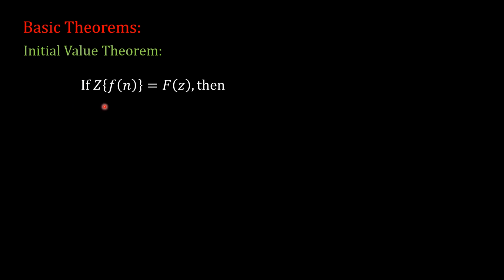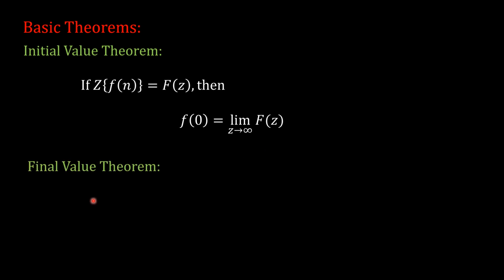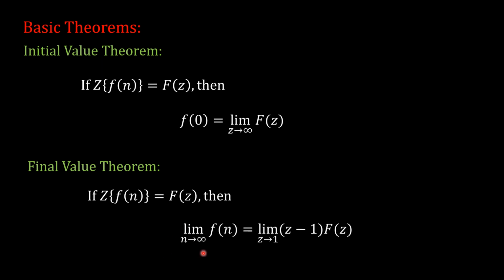Okay, basic theorems. In that, the initial value theorem: if z transform of f of n is f of z, then f of 0 is equal to limit z tends to infinity of f of z. And the final value theorem is: if z transform of the sequence f of n is f of z, then limit n tends to infinity of f of n is equal to limit z tends to 1 of z minus 1 into f of z.